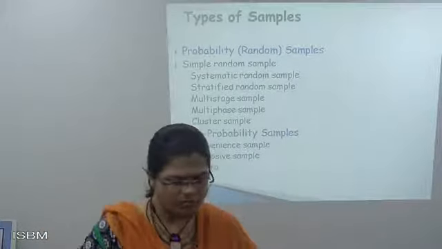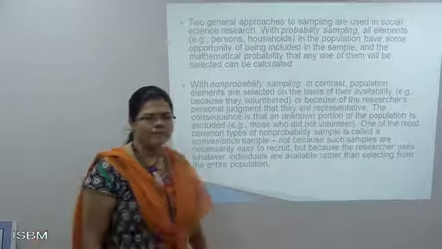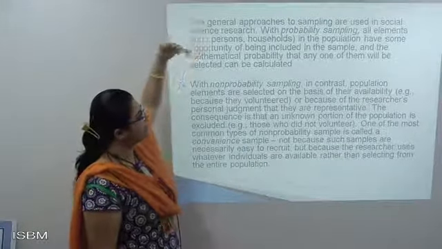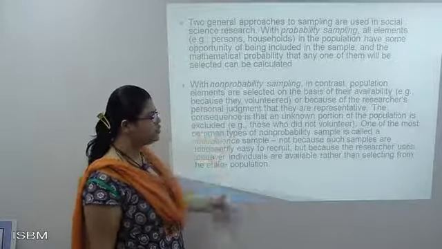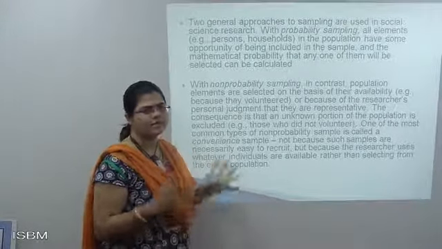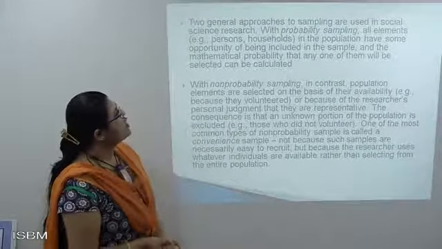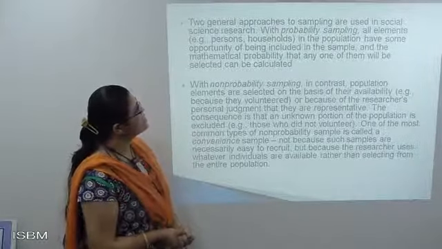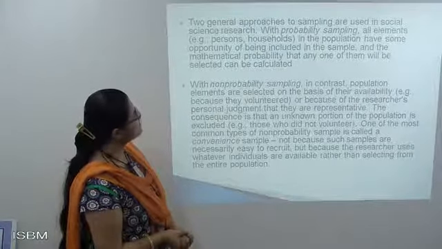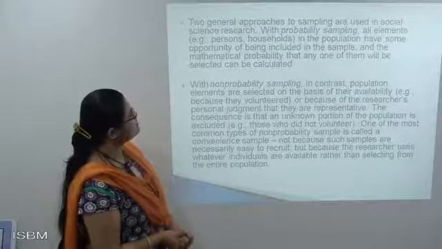Okay, so first, most important, we'll go through probability and non-probability samples. Here I have given certain definitions and examples, so from these statements you will get a proper way of understanding what probability and non-probability are. Probability: two general approaches to samples are used in social science research. With probability samples, elements in the population have some opportunity of being included in the sample, and the mathematical probability that any one of them can be selected can be calculated.